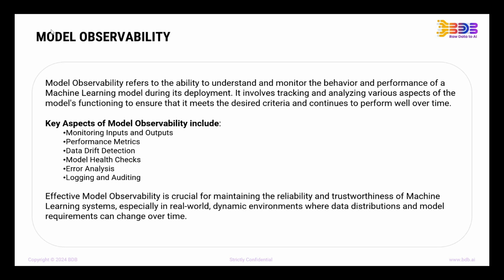Key aspects of model observability include monitoring inputs and outputs, performance metrics, data drift detection, model health checks, error analysis, logging and auditing. Effective model observability is crucial for maintaining the reliability and trustworthiness of machine learning systems, especially in real-world, dynamic environments where data distributions and model requirements can change over time.